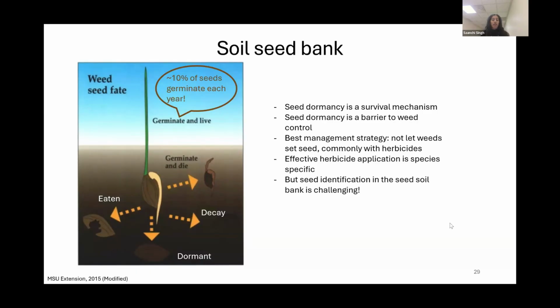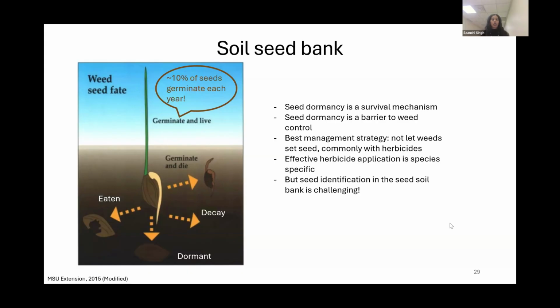And seed dormancy is in fact one of the biggest barriers to weed control. In fact, less than 10% of wheat seeds germinate each year. So you can imagine after each growth season, how many seeds are accumulating in the soil. And so preventing weed seeds from setting seed is the most effective management strategy in this case.